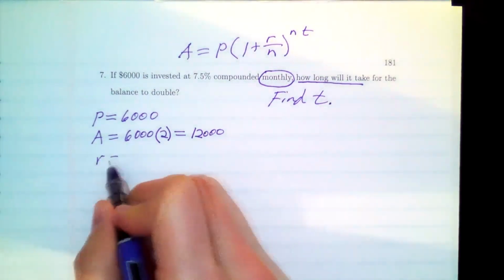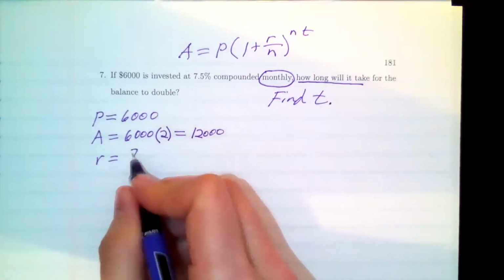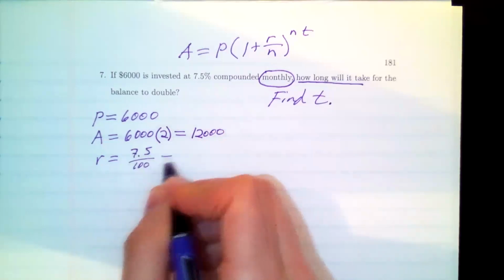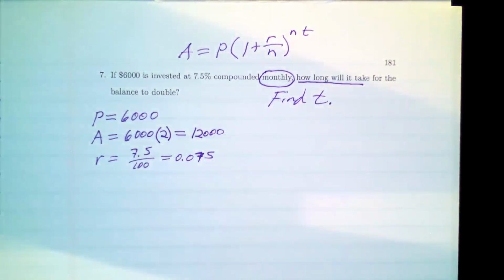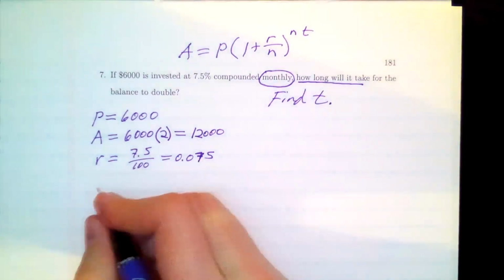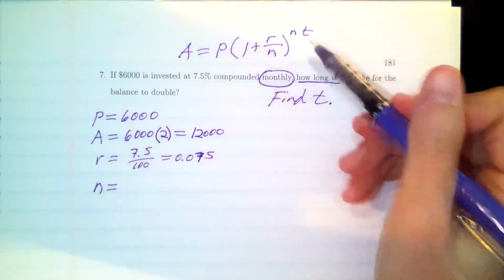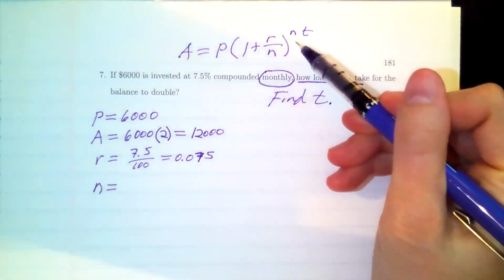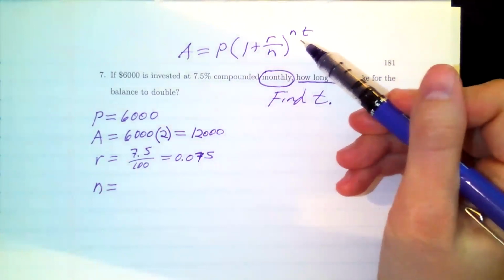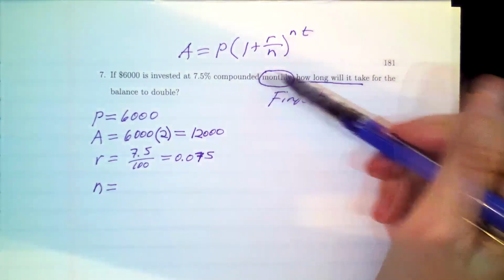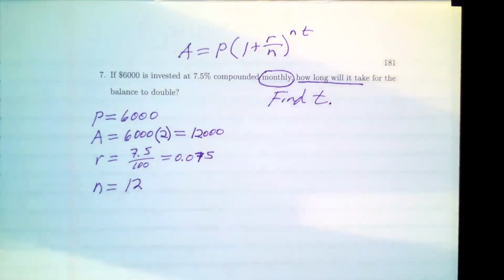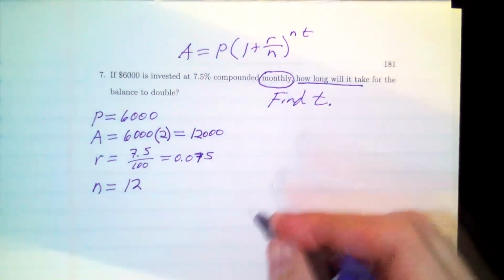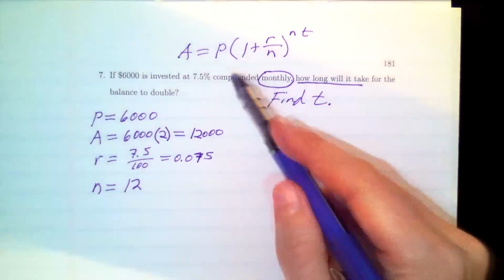The interest rate R is 7.5%, which you then divide by 100 to get its proper decimal value. R is 0.075. And what else? I need to know what N is. Now, in this formula, N is the number of times per year the interest is compounded. So if it's compounded monthly, that is 12 times a year. So N is 12.